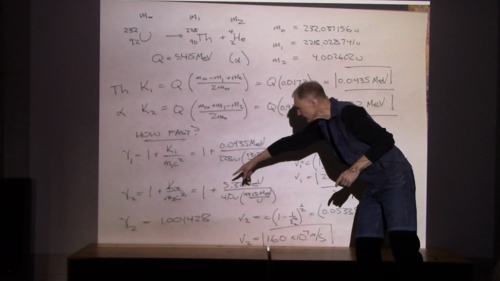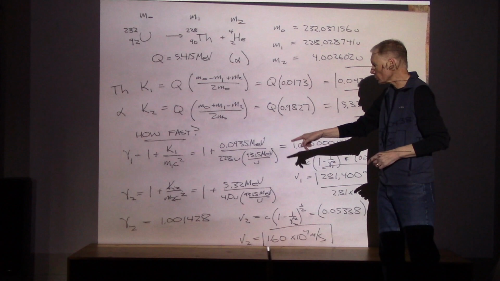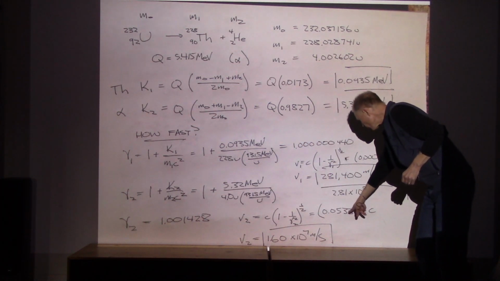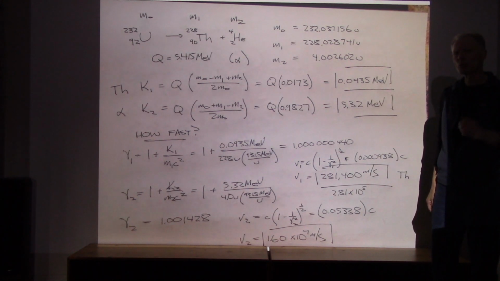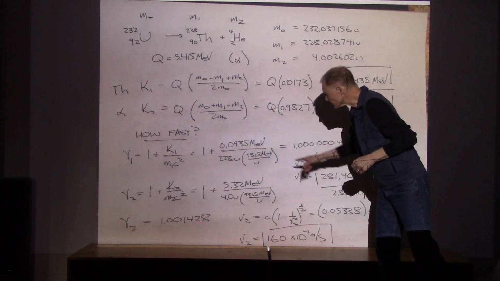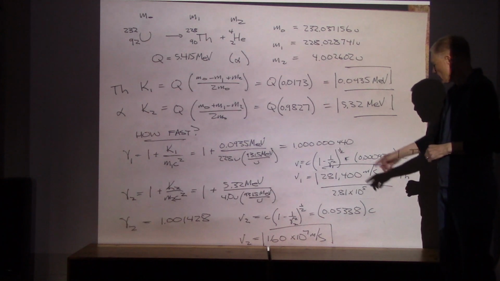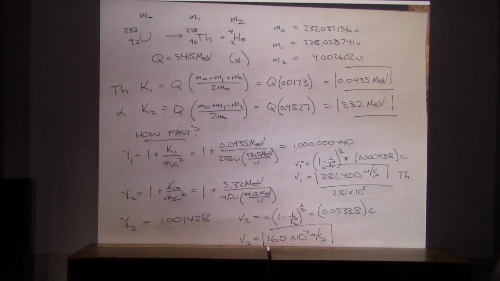Anyway, that gave us a gamma factor. So the gamma factor on my alpha particle is 1.001428, and the speed that we end up with is 0.05338 times c. So the alpha particle is going about 5% of the speed of light. Okay. And carrying out that calculation then, that's going at 1.6 times 10 to the 7 meters per second.